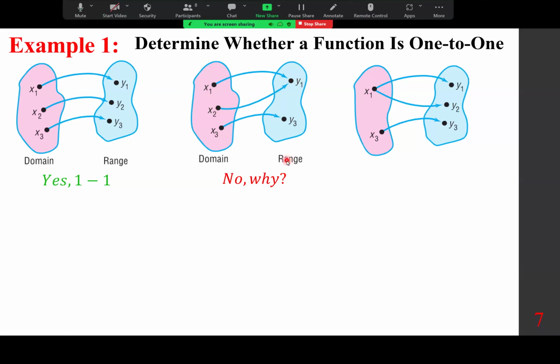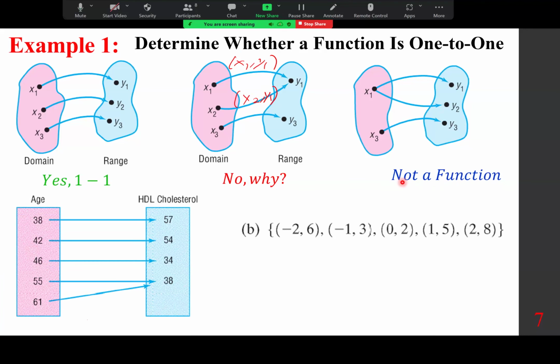A function's x can't be repeated. A one-to-one function's y can't be repeated either. Any of them that repeats fails to be a one-to-one function because y is repeating, right? x sub 1, y sub 1, x sub 2, y sub 1. This means this pair, x sub 1, y sub 1. And this means this pair, x sub 2, y sub 1. It fails to be a one-to-one function.